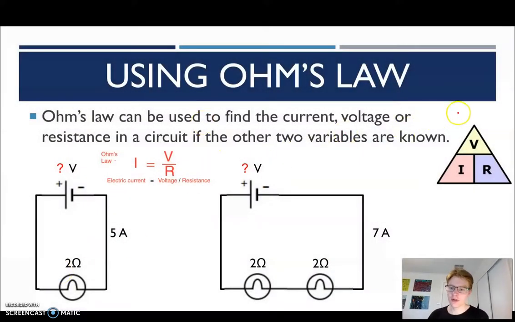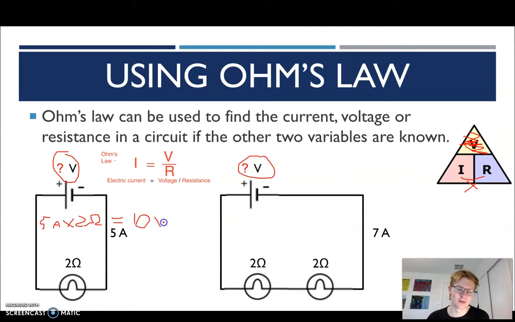So, using that knowledge, if we want to work out what the voltage is in this circuit, we've got to cover up the V. So it's I times R. Current times resistance. So let's try that for this first one over here. 5 amps times 2 ohms. Very messy, but you get the picture. It is 10 volts. That's the voltage that this battery is providing.